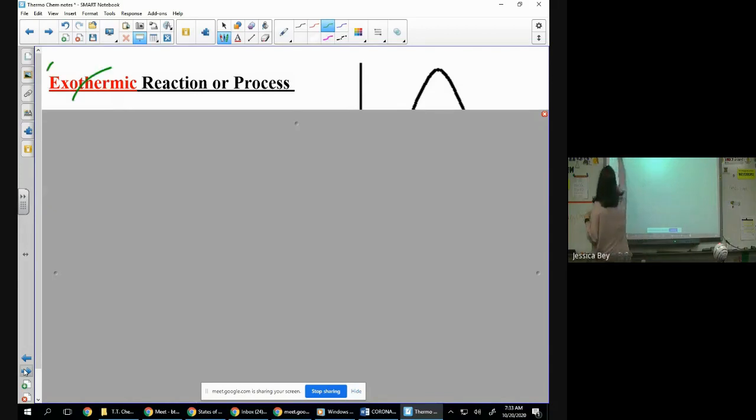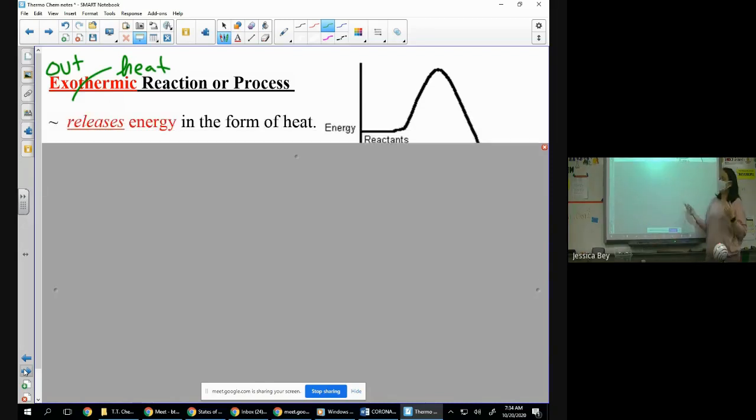Exo means out, and thermic means heat. So in an exothermic reaction, the system itself, the chemicals or the process itself, are releasing energy. So you can remember just the terms, releases energy, and you can say in the form of heat if you want, but as long as you know it releases thermal energy.